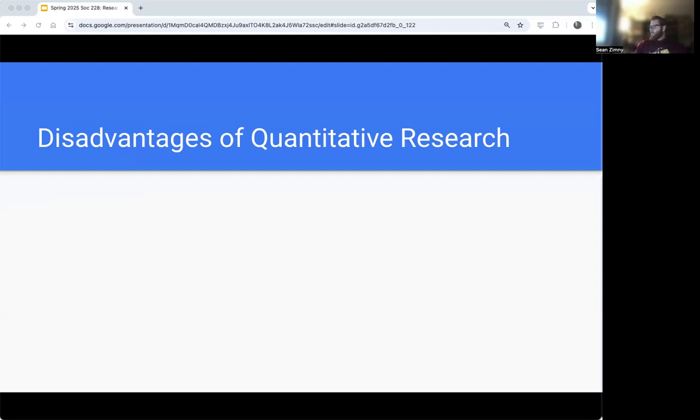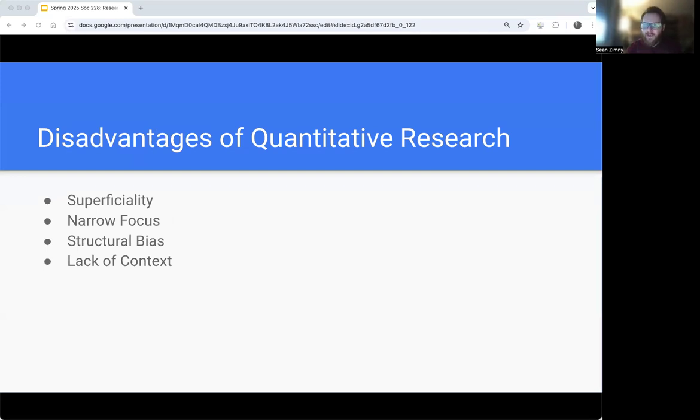Disadvantages of quantitative research. What do you think? What might be some disadvantages of quantitative research? I have 4 here to talk about just really quickly. Superficiality. Using precise and restrictive operational definitions may inadequately represent complex concepts.